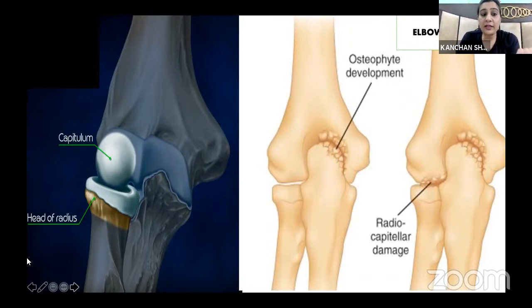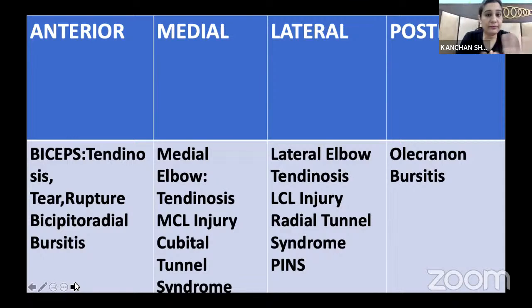The most commonly involved joint is the radiocapitellar joint. Fine. So with this, we have completed our elbow. Anteriorly, you have these conditions. You have a problem with the biceps.